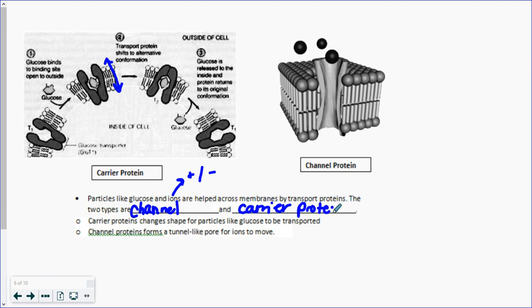So carrier proteins change shape, like this one here, for particles like glucose to be transported across. And channel proteins are more for ions, a little bit less specific. And it has a tunnel, like a little secret tunnel for ions to move. So ions have a tough time going across this membrane due to this hydrophobic region in the middle. It doesn't like that positive charge. So any ions that need to get into a cell typically move across channel proteins.